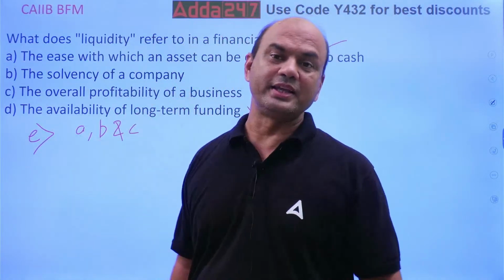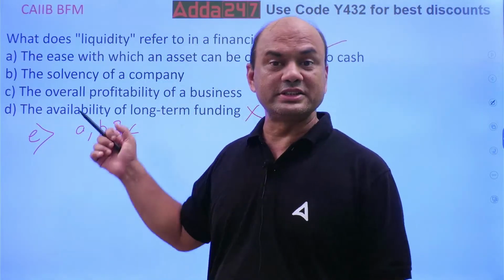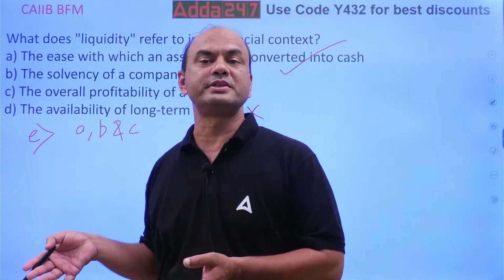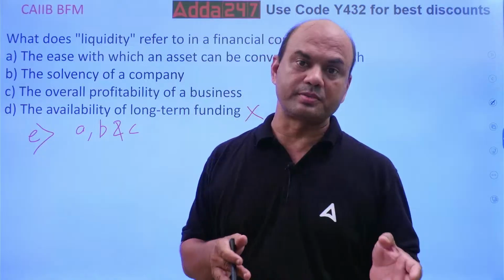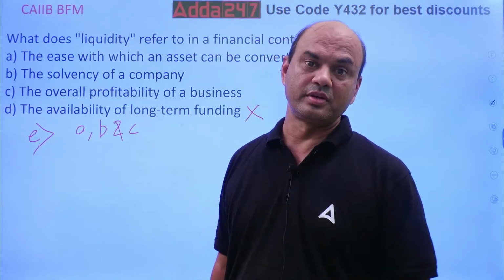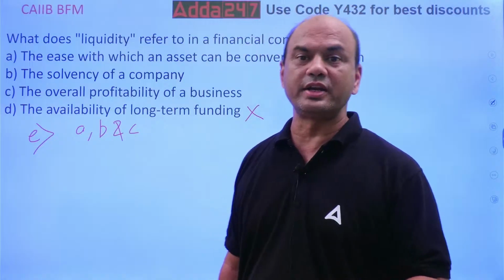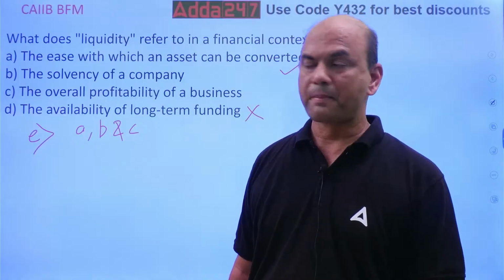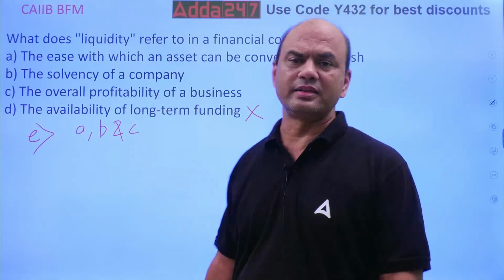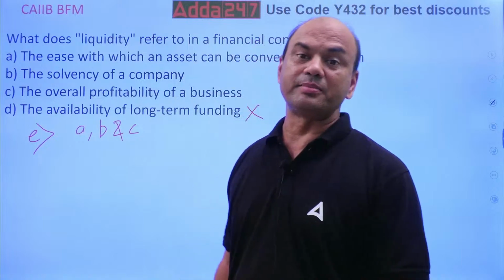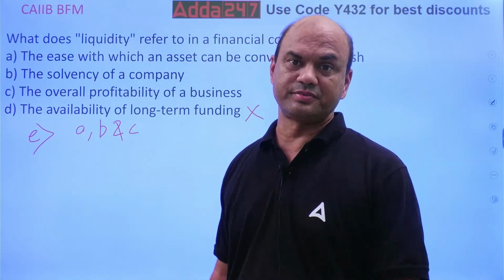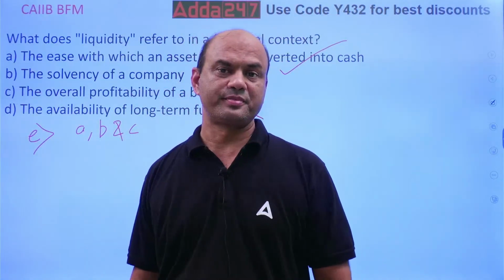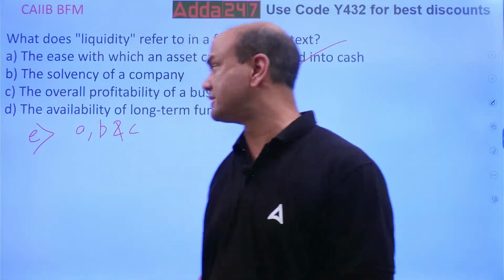Solvency of a company is a different aspect. Solvency depends on many other aspects. It's not only liquidity; it includes long-term aspects also. Long-term solvency and short-term solvency, both of them are included. Solvency means if the company is not solvent, it's a bankrupt company, insolvent. Overall profitability is not a part of liquidity. That is a part of your ratio analysis, the profitability ratios. So the answer is A.